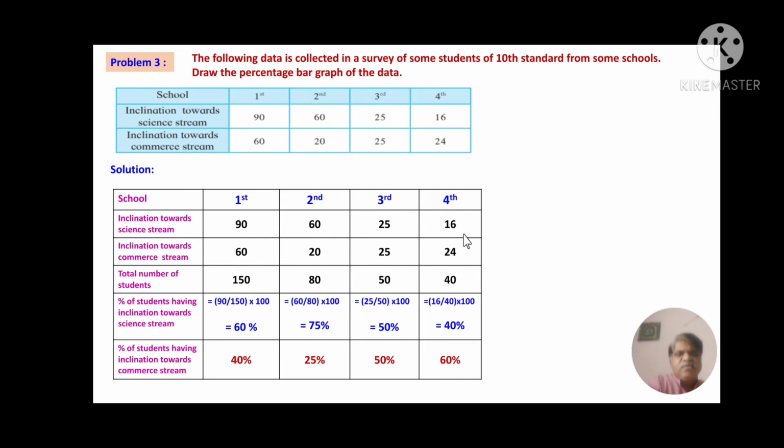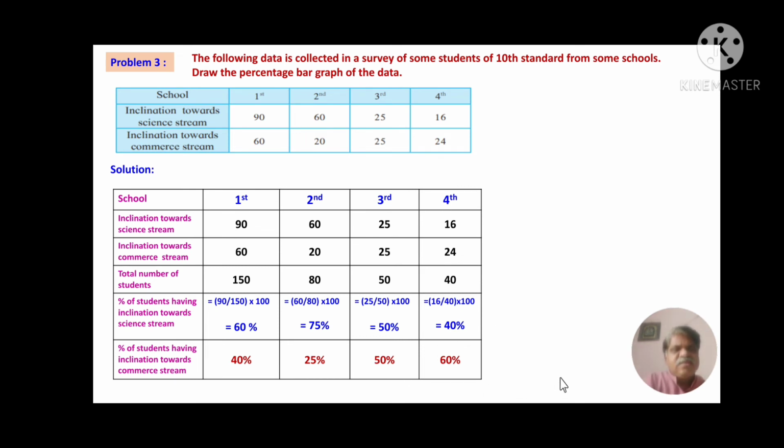And the last school, 16 students are going for the science stream out of 40. So 16 upon 40 into 100, that is 40%. Means 40% are for the science, means 100 minus 40 is 60. And the 60% are interested in commerce stream.